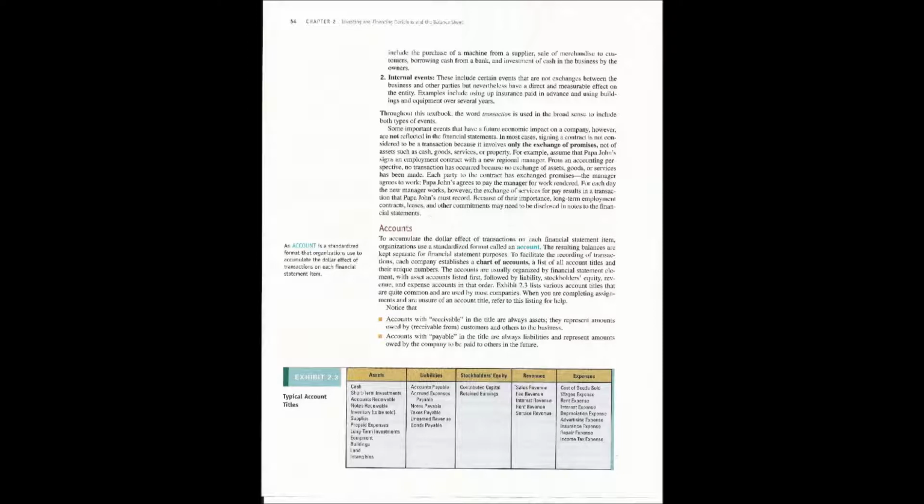So again, I just gave you the example. Okay? Trying to clarify some very common misunderstandings for those people that never learned accounting. So this chart 2.3 is very, very crucial for everybody. Okay, so let me see what else applies.